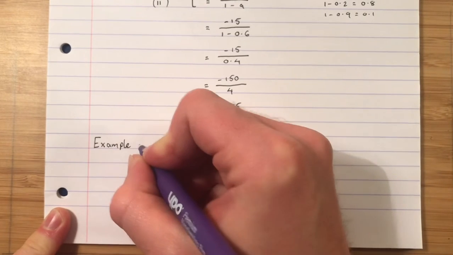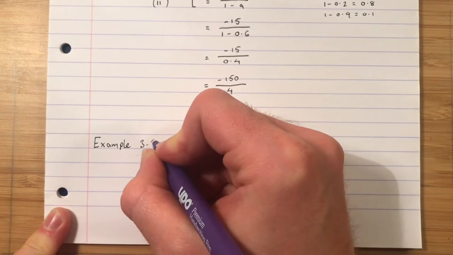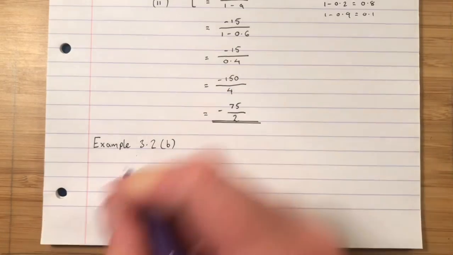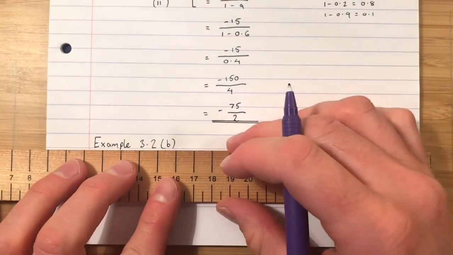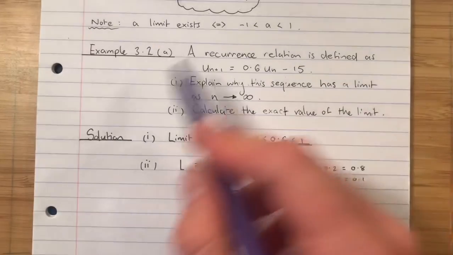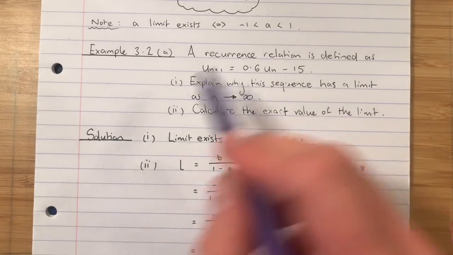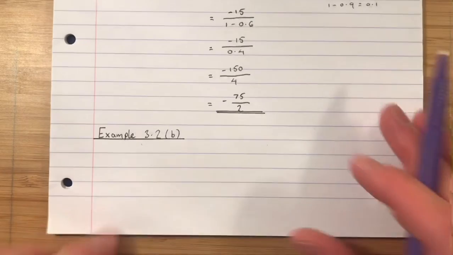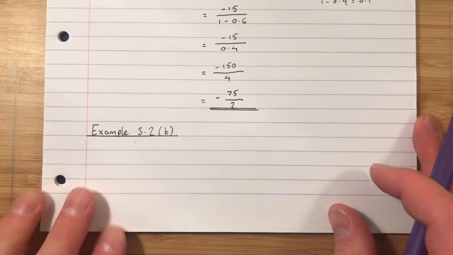So example 3.2b. By the way, this is your bread and butter. This is the absolute standard type of example. This is a tiny bit different, but it's just algebra.